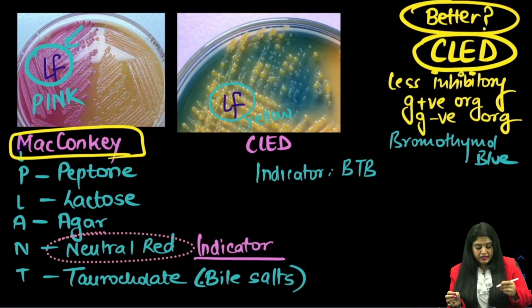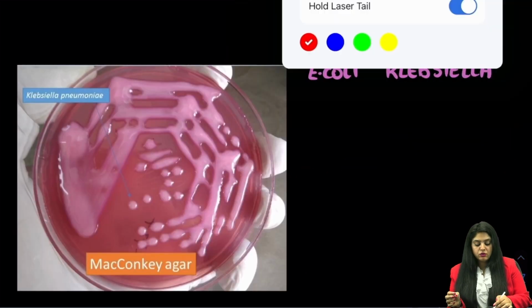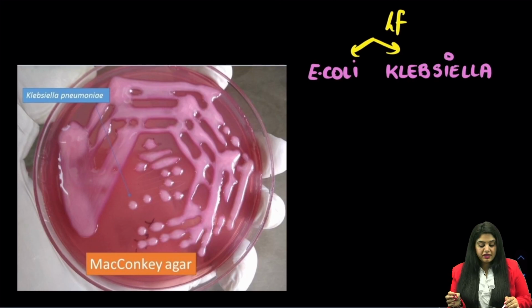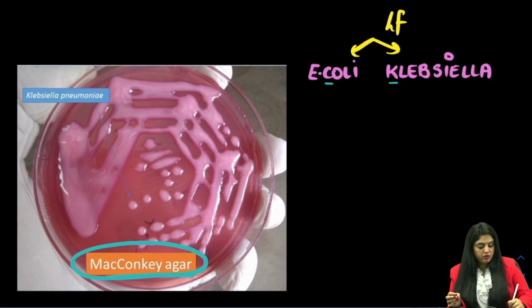All said and done, speaking so much about lactose fermenters, what are the lactose fermenters, guys? We have E. coli and Klebsiella. KK wala sounds. E. coli and Klebsiella are lactose fermenters. So both of them on a McConkey agar are going to give me what color?